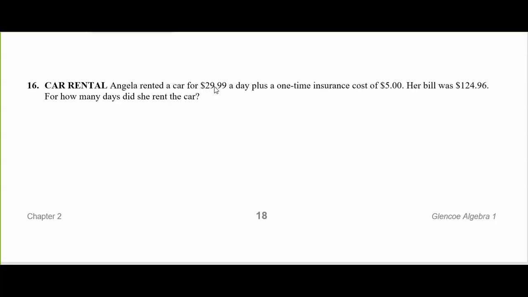It says Angela rented a car for $29.99 a day, plus a one-time insurance cost of $5. Anytime you see the words one time, that's kind of like initial. Initial in math is our y-intercept. And we talked about y-intercepts back in 1-8, where you were graphing functions and we talked about linear and nonlinear, increasing, decreasing, and your y-intercepts. So that's our y-intercept. That's our initial. One time is initial.